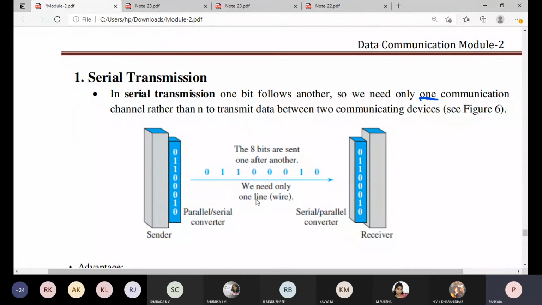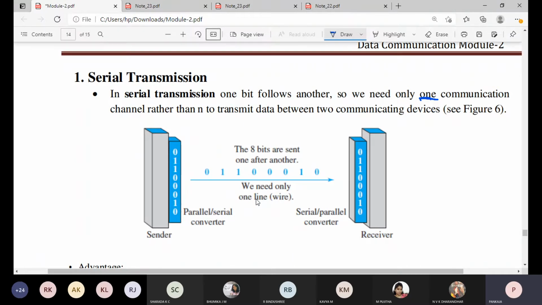You can just observe this is the sender device, and you can observe the data is within the system. This blue color line indicates the data is within the system. I'll tell you why it is represented like this. And this is the receiver side, and these two devices are connected with a single line. Whenever data transmission takes place, only one bit is going to be transmitted at a time. To the line only one bit is sent. After that, the next bit, like that.